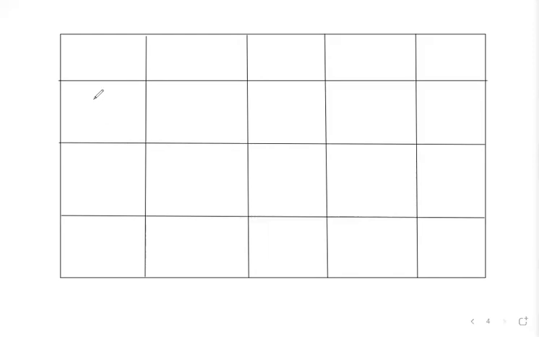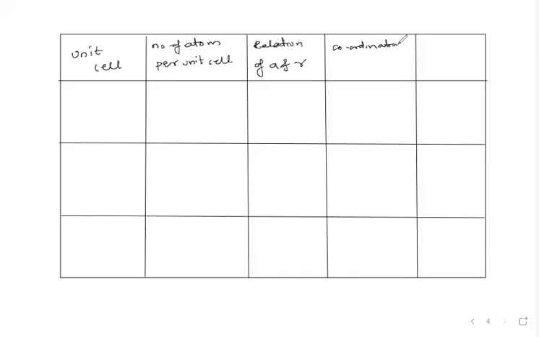Okay, so unit cell, number of atoms per unit cell, relation of edge length A and radius R, then coordination number. Coordination number stands for the number of atoms surrounded to the atom, and the last is volume occupied.